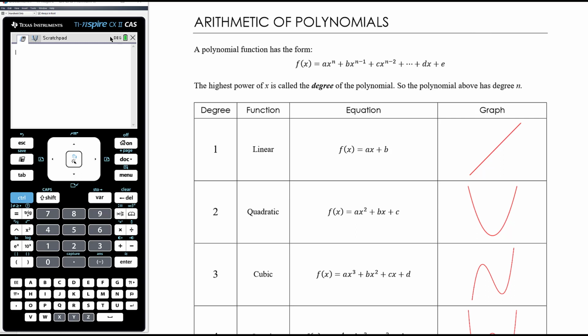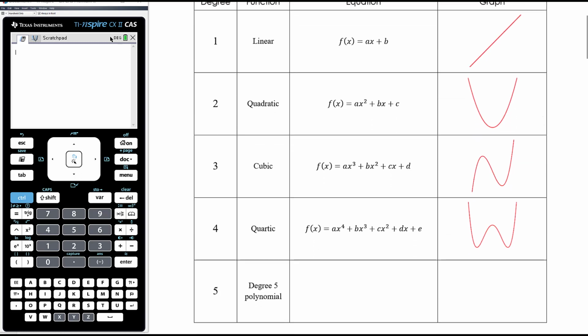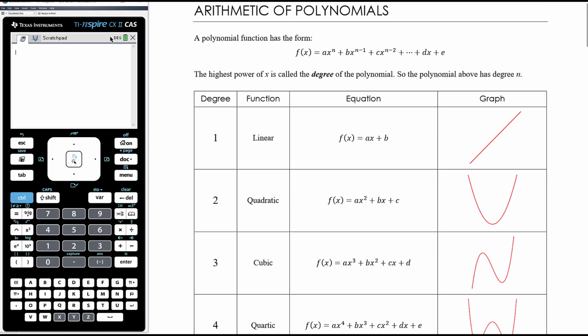So the highest power of x is called the degree of the polynomial. In a quadratic, that's a second degree polynomial. In a cubic, that's a degree 3 polynomial. Quartic is a degree 4 polynomial. As I said, after degree 4, we run out of special names and we just call them degree 5, degree 6, etc. So the lowest degree polynomial is the linear function. It's degree 1, ax to the power of 1 plus b.